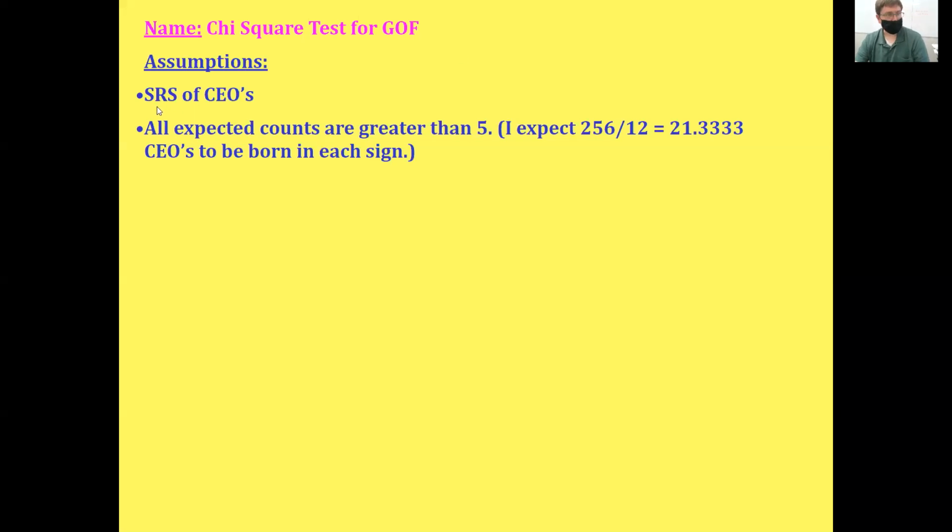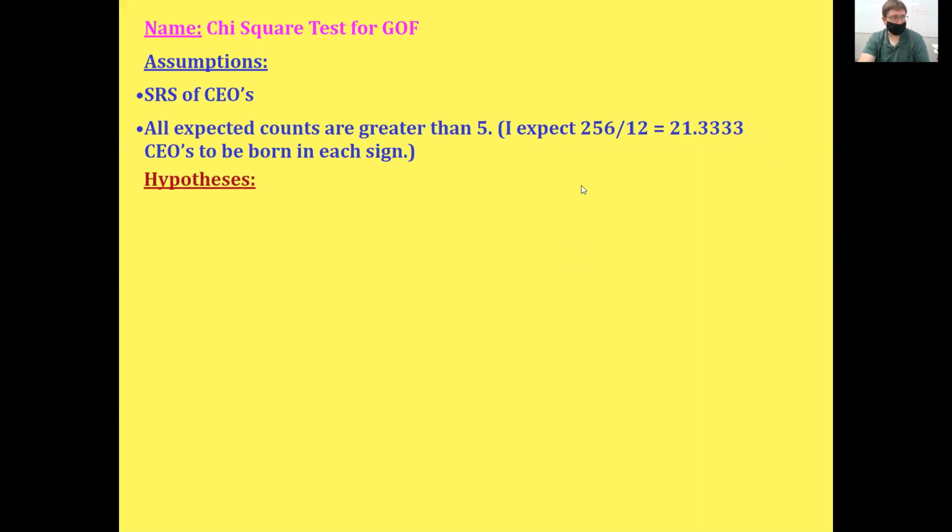All right, so what are our two assumptions? That we have a simple random sample of CEOs. Looking through my thing, it doesn't say it's officially random, but yep, looks good. And then the second assumption is all expected counts are greater than 5. I verified this. Remember, you have to verify it. We have to verify before we move forward that we have counts greater than or equal to 5, and ours is 21.3333. So we expect this many CEOs under each sign, if all things are equal. Because obviously there's probably a lot more variables at play than just what time of the year you're born. All right, assumptions are met.